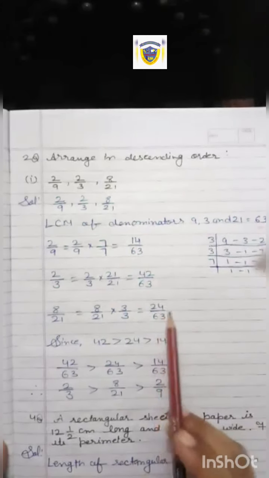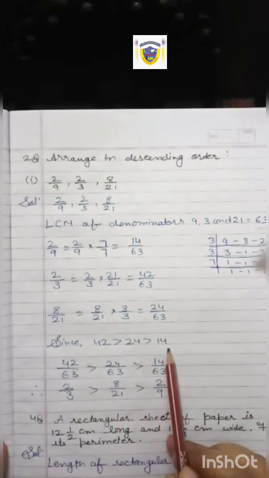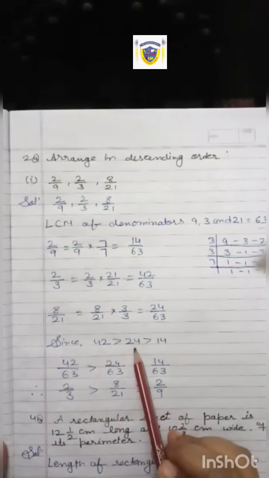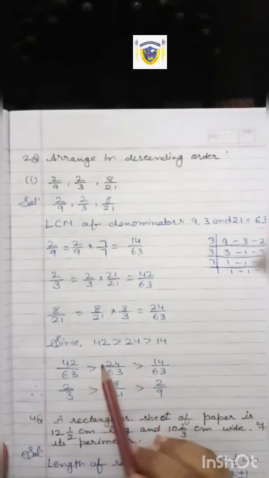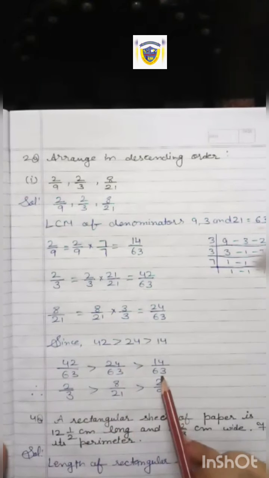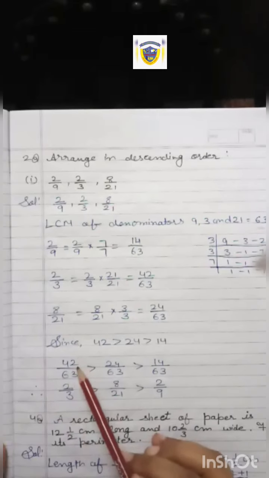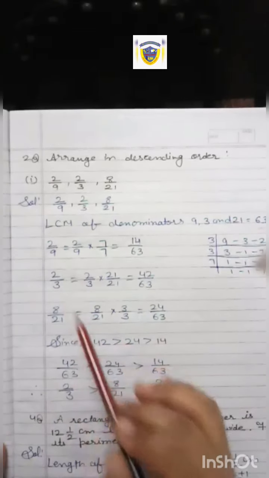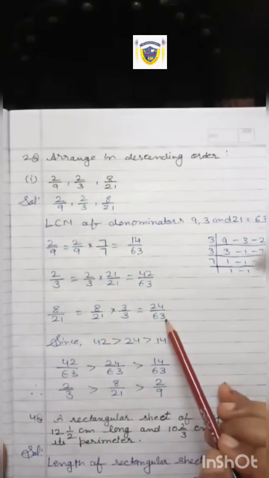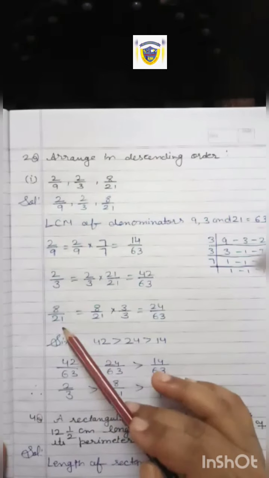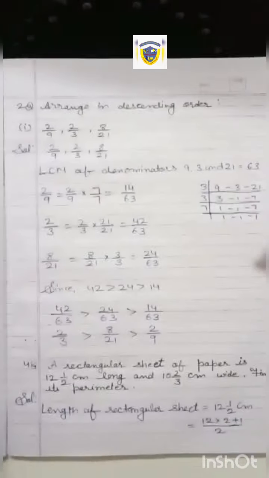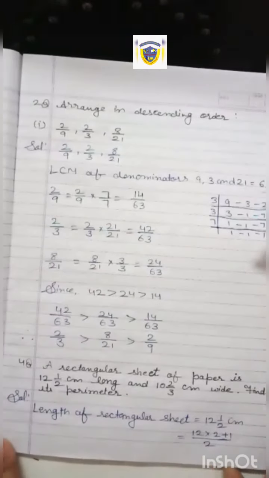Now 42 is greater than 24. 24 is greater than 14. This is the descending order. Largest, then small, then smallest. Then I have 42 by 63 greater than 24 upon 63 greater than 14 upon 63. Now we will write their actual value. 42 upon 63 is 2 by 3. This is greater than 24. 24 upon 63 is equal to 8 by 21 and this is equal to 2 by 9. Clear all?